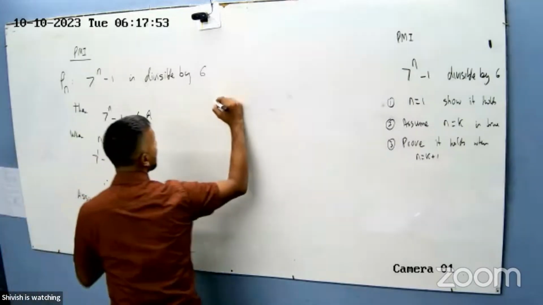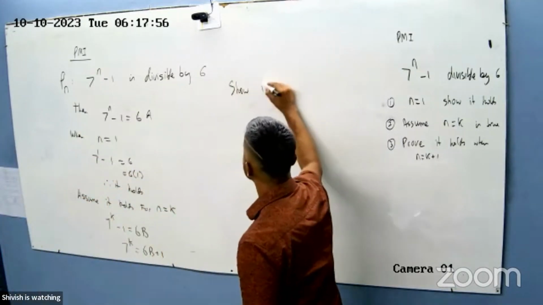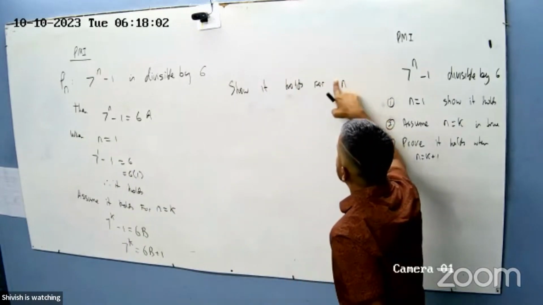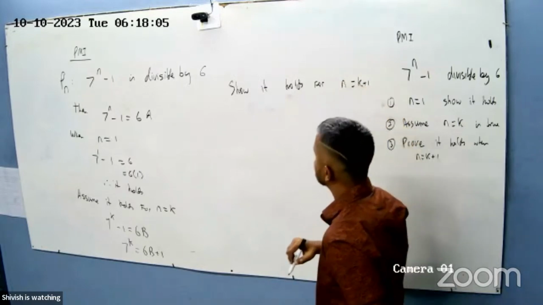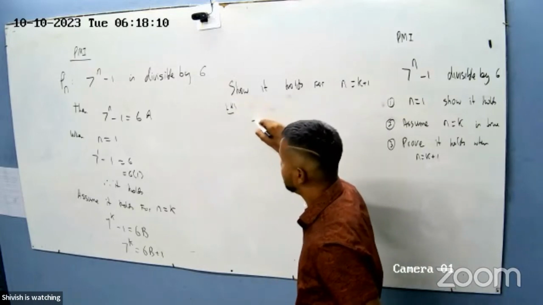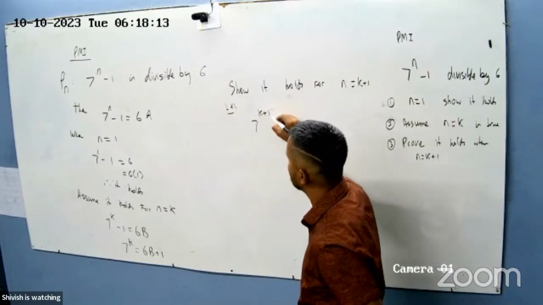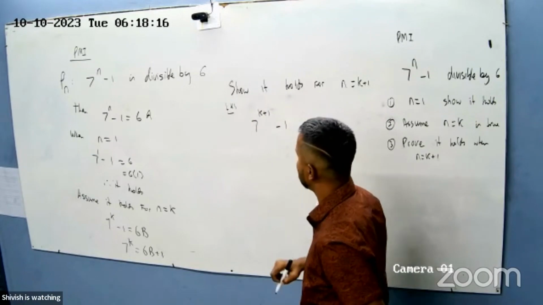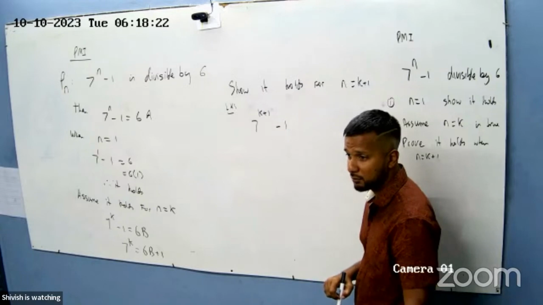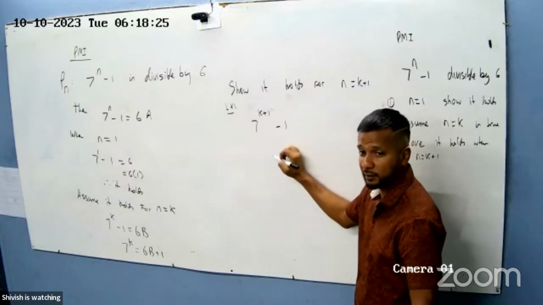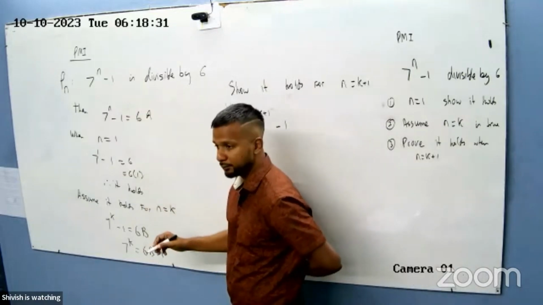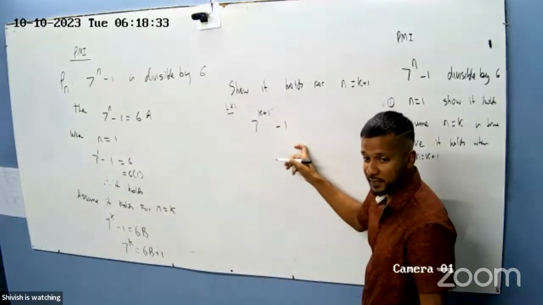Now we're going to show it holds for n equal to k plus 1. Therefore, left-hand side, 7 to the k plus 1 minus 1. We're trying to show that this is a multiple of 6. Right here, the proof starts. All of this doesn't change, so all you have to do is change the numbers.